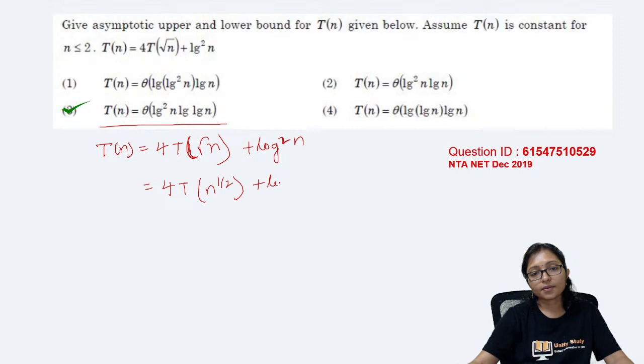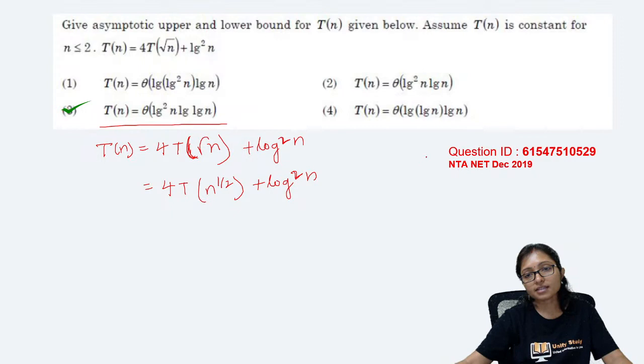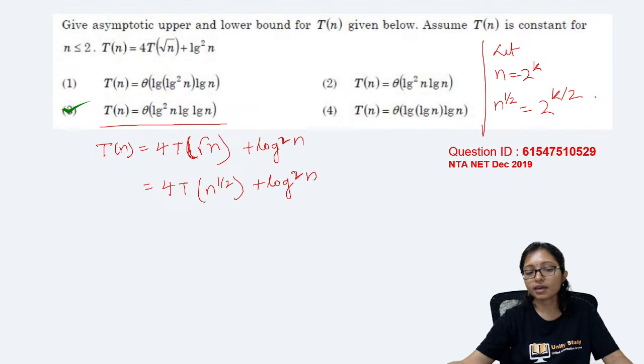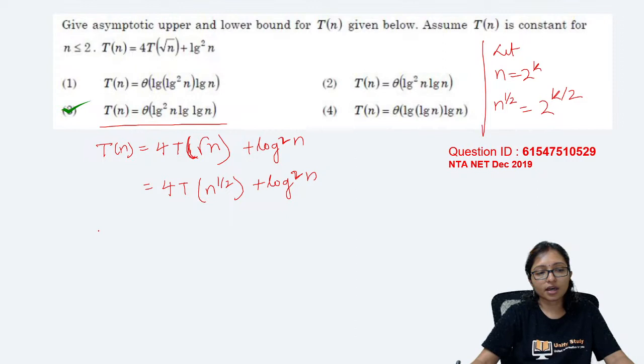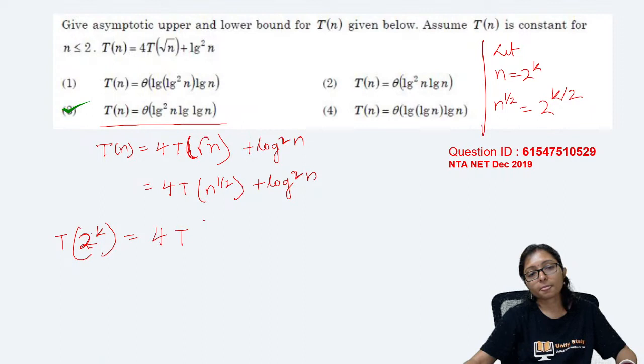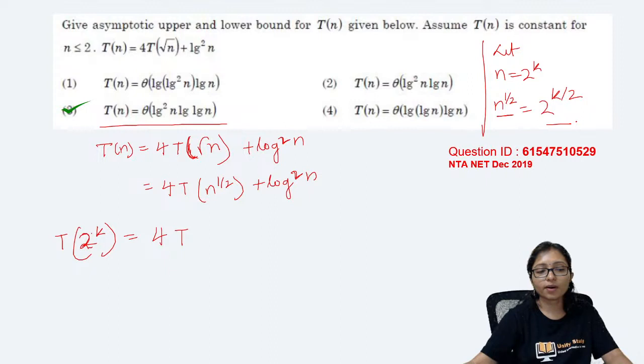So I will try to take some value like that. Let n equals 2 to the power k. If n equals 2 to the power k, then n to the power half equals 2 to the power k by 2. So I can write T(2 to the power k) equals 4T(2 to the power k by 2), since n to the power half equals 2 to the power k by 2.